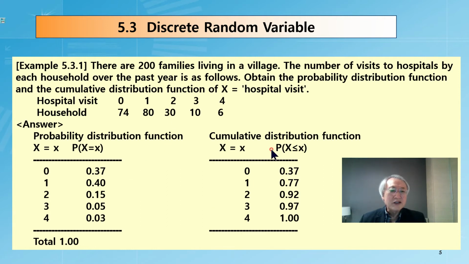You can calculate a cumulative distribution function by just adding. This is 0.37 until 1. You add these two numbers, it becomes 0.77. We add this number, it's 0.92, and so on.